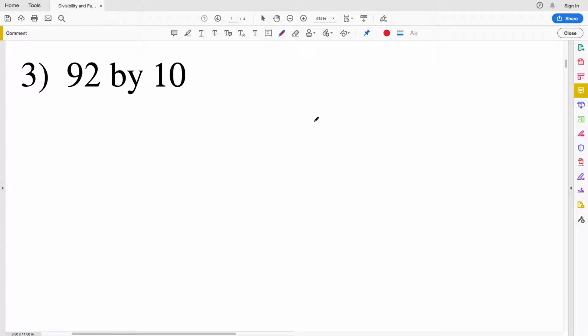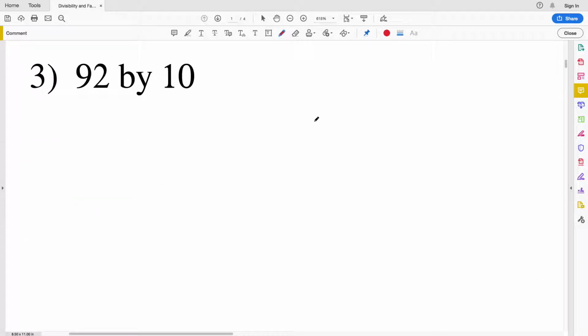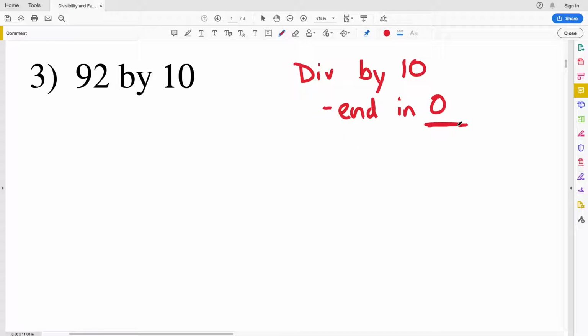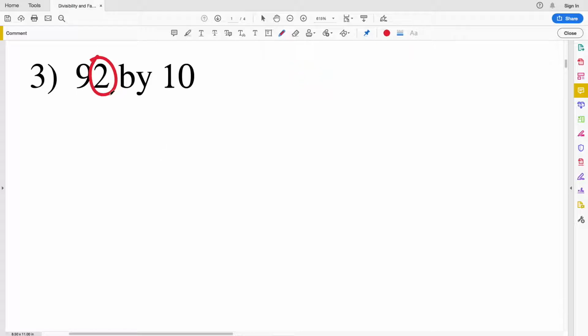In number 3, it says, is 92 divisible by 10? In order for a number to be divisible by 10, so I'll write this as divisible by 10, it needs to end in a 0. It needs to have a 0 in the ones place. And because in number 3, 92 does not have a 0 in the ones place, it has a 2, then our answer for number 3 is no. It is not divisible by 10.